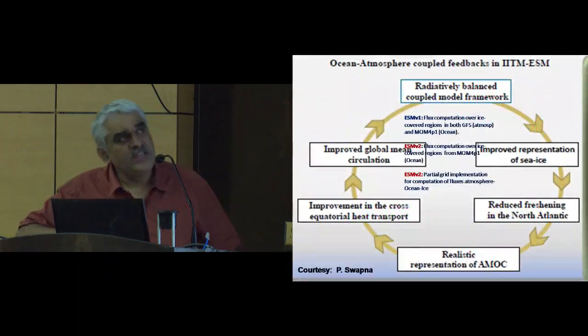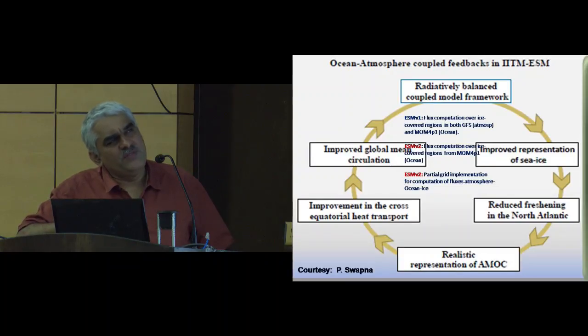And in getting a radiatively balanced coupled framework, we also find this has happened largely because in version 1, there were a lot of problems in the way the fluxes were exchanged among the different components, especially in the ice-covered areas, where fluxes were computed by both the GFS model and the MOM4 P1, and that was creating inconsistencies in the way fluxes were exchanged. We have now identified that problem, and presently the flux computations in the oceanic regions are only made by the MOM4 P1, and we are allowing that to interact.